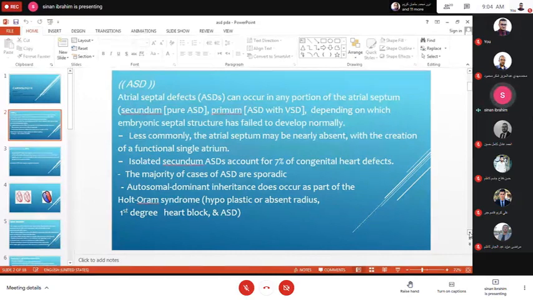This is an example. There are many diseases associated with congenital heart disease. An example of it, we call it Holt-Oram syndrome. This consists of hypoplastic or absent radius with first degree heart block and with atrial septal defect.